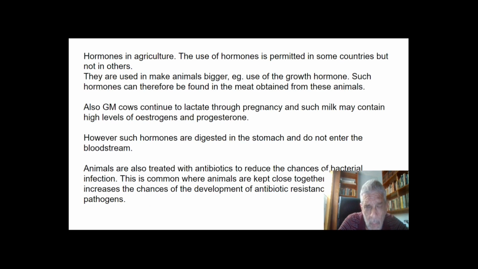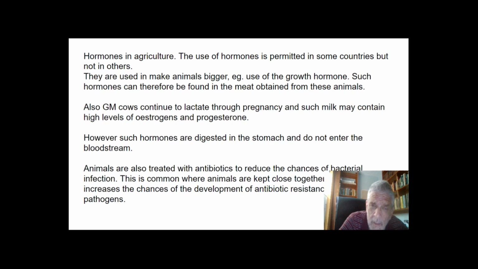Then hormones in agriculture. Remember, hormones can be used as agrochemicals. And the use of hormones is permitted in some countries, but not in others. They make animals bigger, e.g. the use of growth hormones. And such hormones can be found in meat obtained from these animals. So in some countries they'll treat their cows and cattle with growth hormones, so the cattle will get very big. But the growth hormone will therefore be found in the meat.